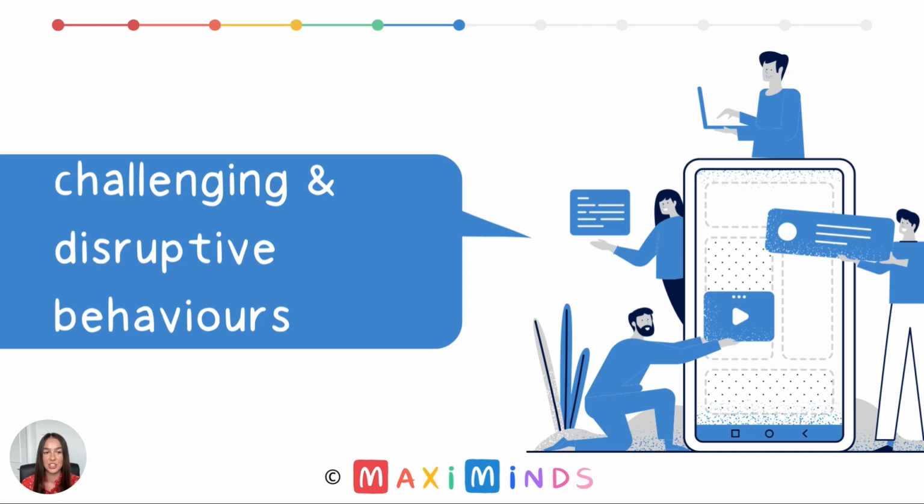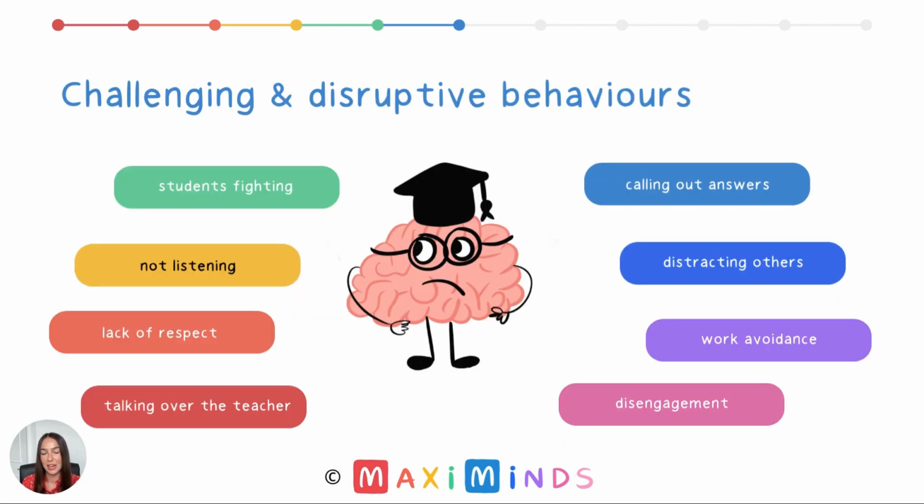So moving on to challenging and disruptive behaviours, we've obviously looked at how this can be the result and cause of different types of classroom management. So challenging and disruptive behaviours might look like the students talking over you. There may be a lack of respect for yourself and the peers in the classroom. Maybe that they're not prepared to listen. They may be fighting or bickering. They could call out answers. They could distract others, but also themselves. They could avoid doing work, and there could be disengagement.